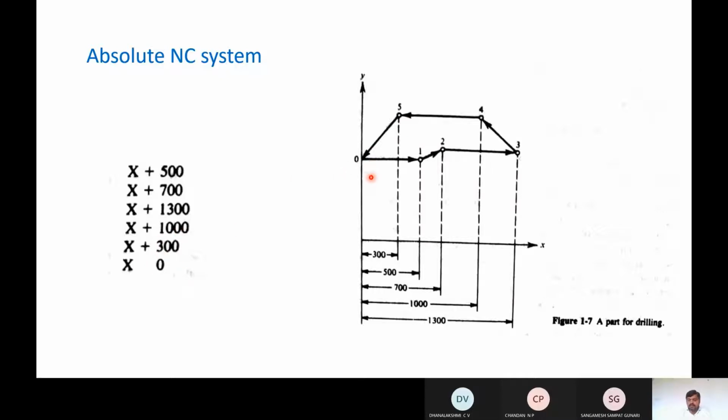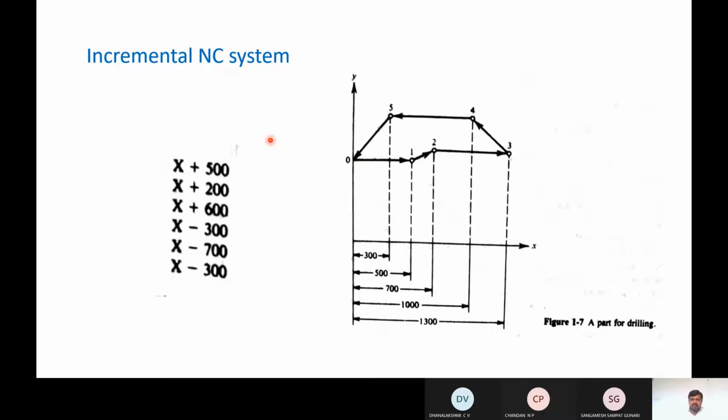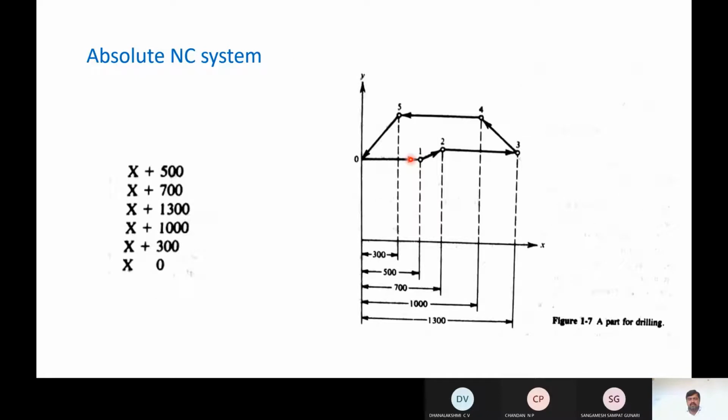So you are considering origin as the reference whenever you are calculating distance. The table has to move in order to position the hole. So you are taking origin as a reference, that is absolute NC system. Whereas in incremental NC system, we are considering the current position, or end of the previous segment from where the tool or the work table will move. This is the difference between incremental and absolute. Both have their own merits and demerits.